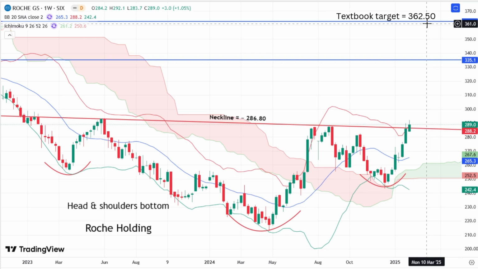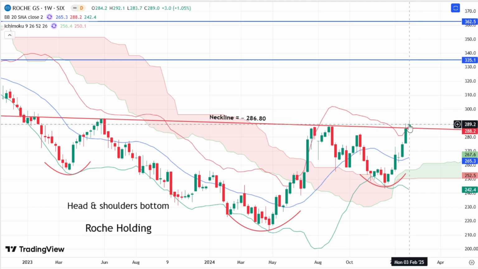362.5. Let's not forget, chart patterns usually occur in 3 phases. We just had the completion over here. Next could be the corrective phase, especially if upside is rejected by a resistance, and then the resumption phase after bouncing off a support.